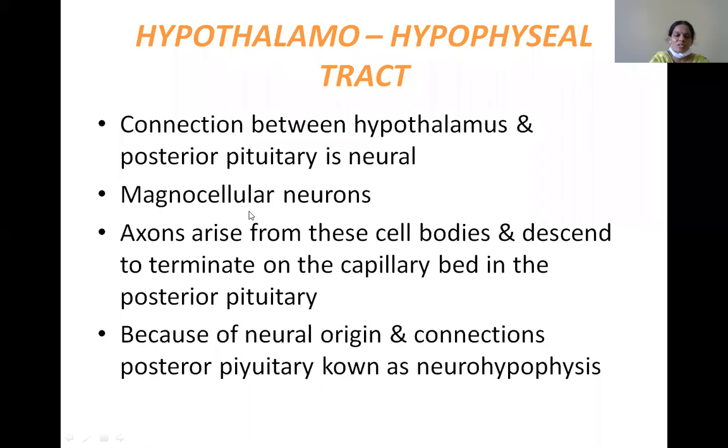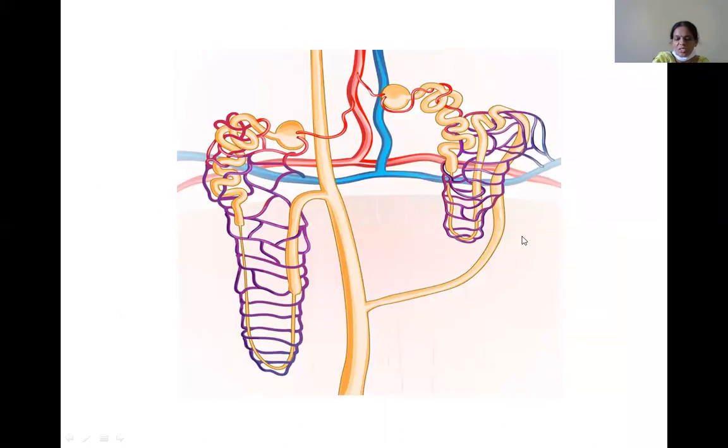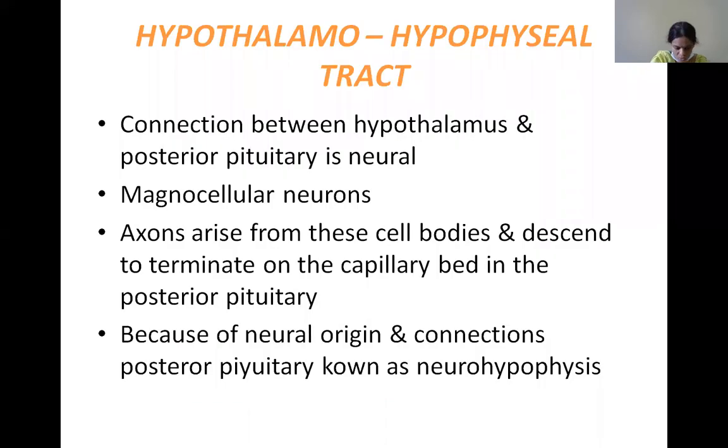The neurons which synthesize these hormones are very large in size. That is why they are termed magnocellular neurons. Axons arise from these cell bodies and descend to terminate on the capillary bed in the posterior pituitary. Because of this neural origin and connection, the posterior pituitary is known as the neurohypophysis. Hope you have understood these portals. Hope you can recognize these.